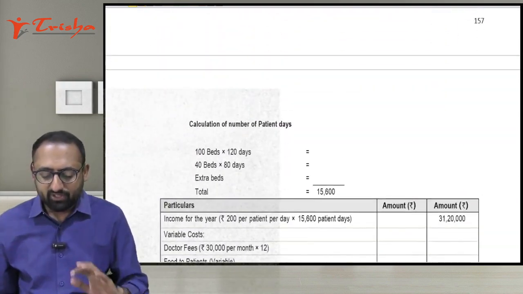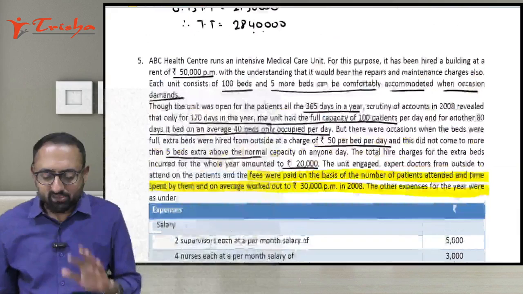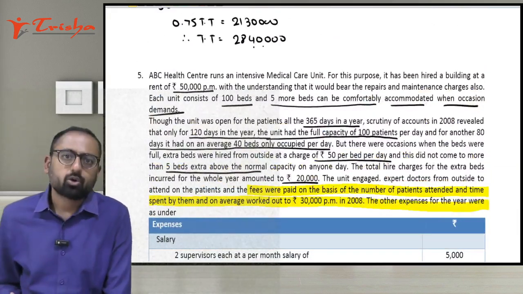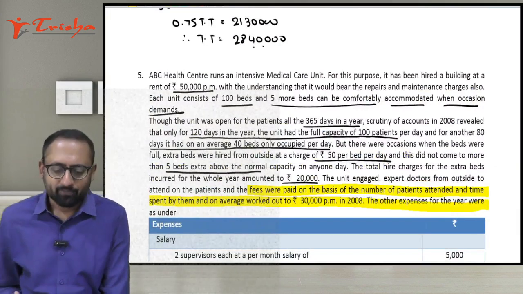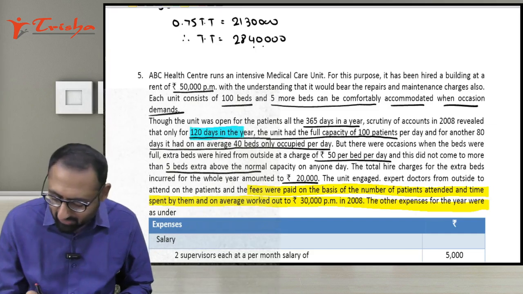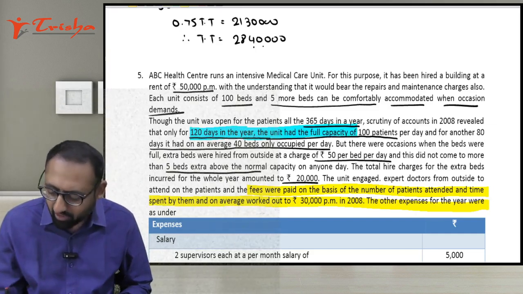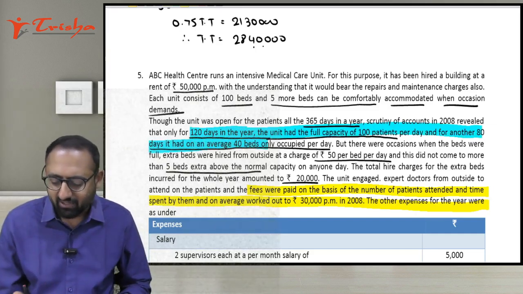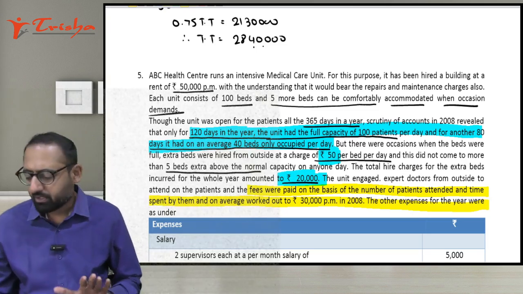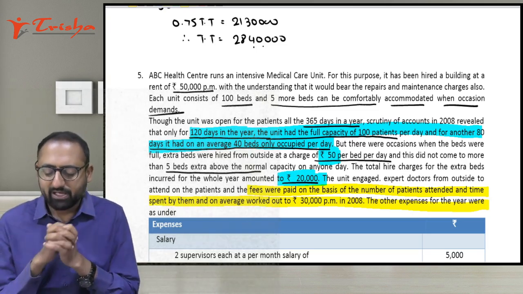So first of all, boys and girls, let's calculate total patients attended, total bed occupied. What they have given, I'll highlight that portion. 120 days full capacity, 80 days 40 capacity, and also 50 rupees per day, 20,000 extra bed are occupied. Now some student will get confused.